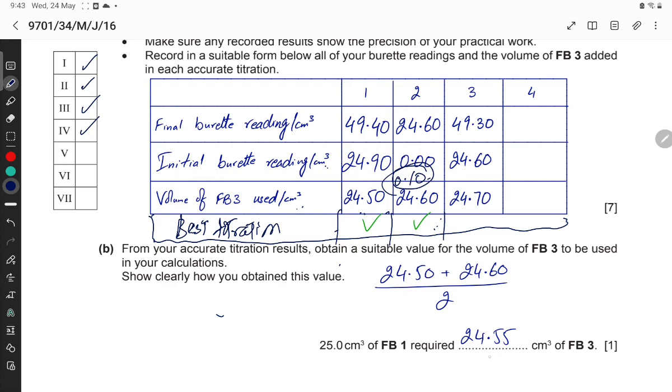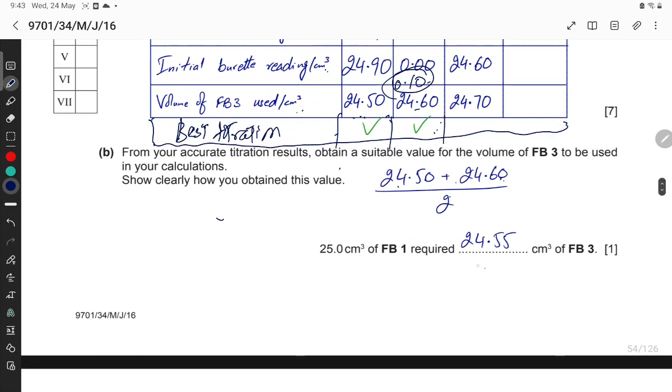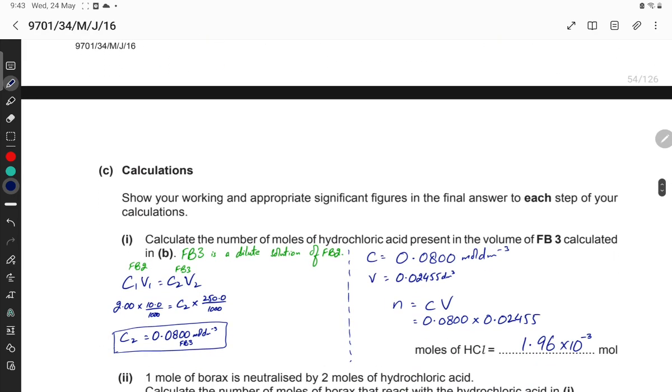Don't write the direct volume, write the average volume over here. Show your calculation: 24.50 plus 24.60 divided by 2, because you are taking two readings. So this is the average volume of 24.55. Now, calculation.